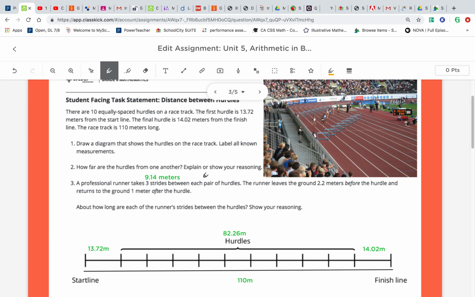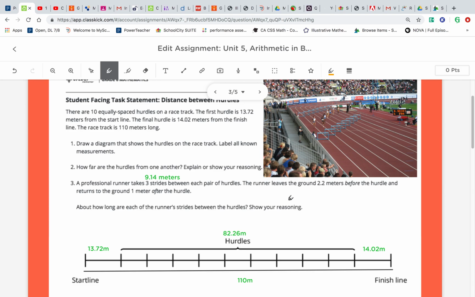So what we know is if it's 9.14 meters between the hurdles, okay, the 3 strides that they cover doesn't include their jump. So that's important because the question they ask us is about how long each of the runner's strides are between the hurdles. So we're only talking about the strides between the hurdles, not the one where they go over it. But when they go over the hurdle, they're still covering some space, right? It's just not one of the strides that they're taking.